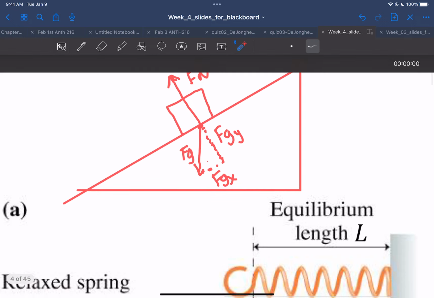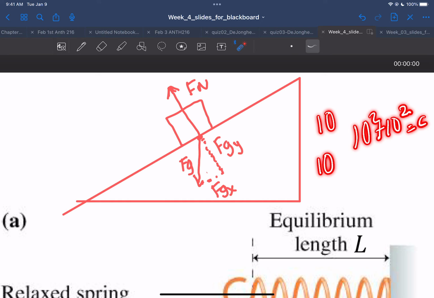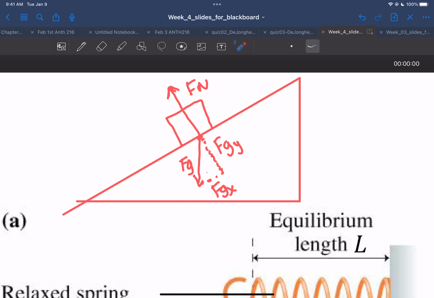So if FGY is 10 and FGX is 10, then 10 squared plus 10 squared, right? A squared plus B squared equals C squared, in which FG is your C, basically your hypotenuse. So it'd be 100 plus 100, that's 200, and then the square root of 200 is going to give you your FG. That's how you can get your FG, for example.